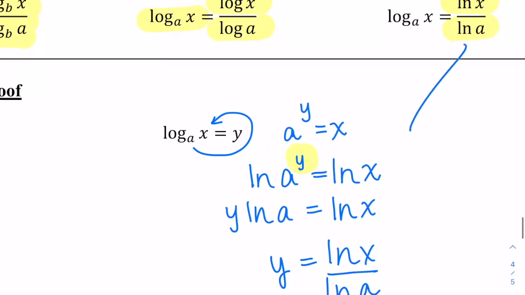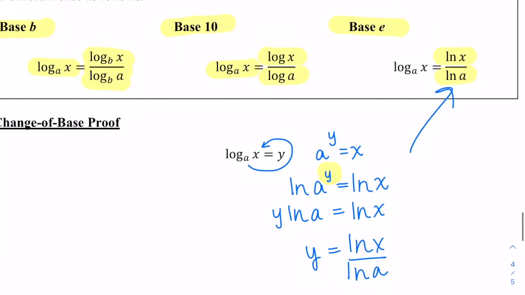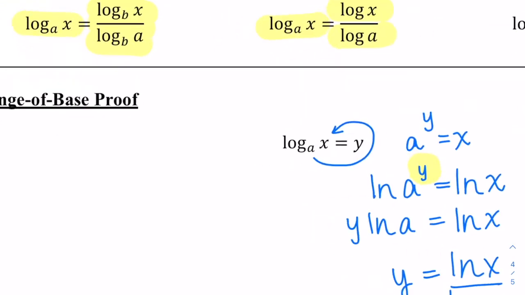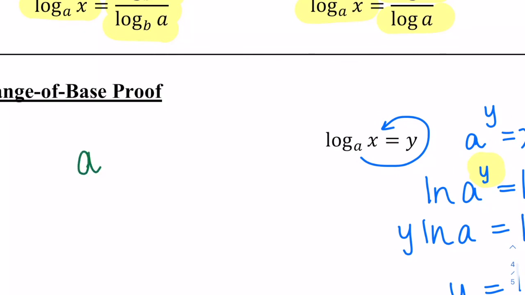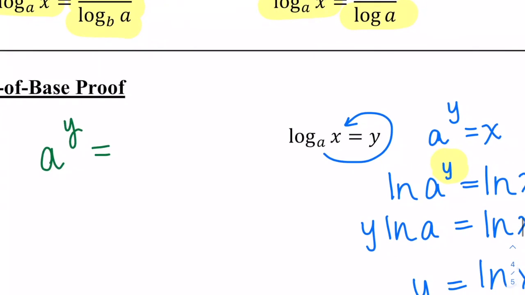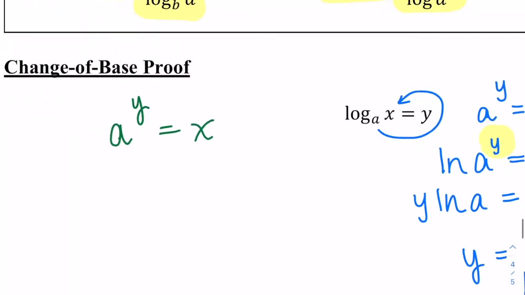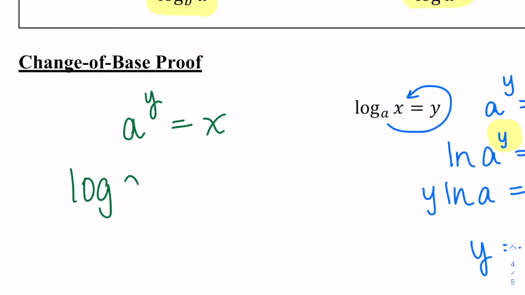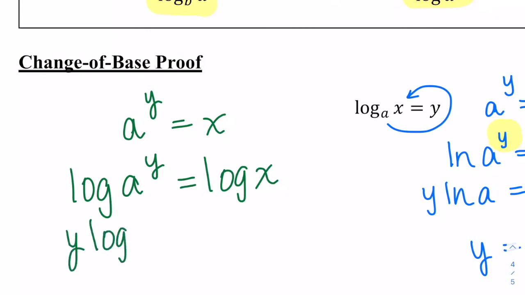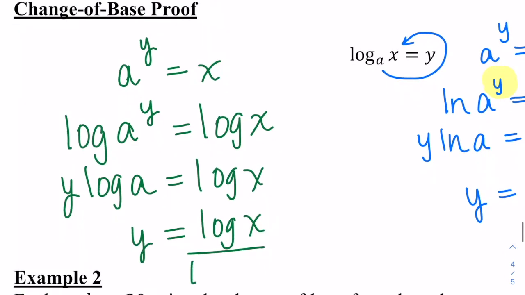So you can see that right here. If you wanted to use, I'll just use a general one, so I'll use the common log. Same idea. And notice this is when we do not have common bases. So we're taking the log of both sides. We're going to expand the left side with that power property. So this is y times log of a equals log of x. And so y equals log of x over log of a.